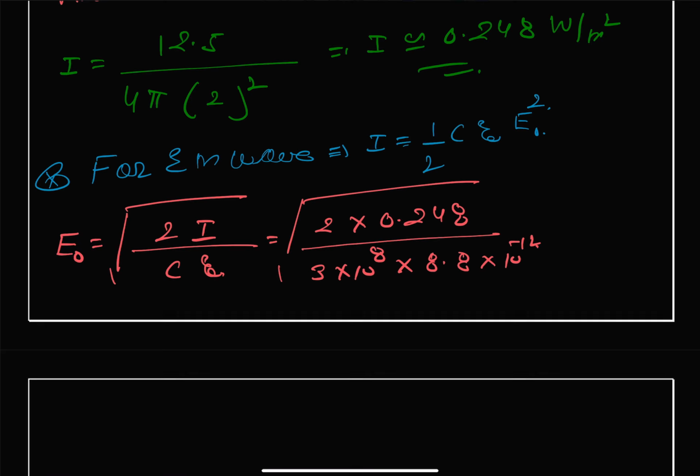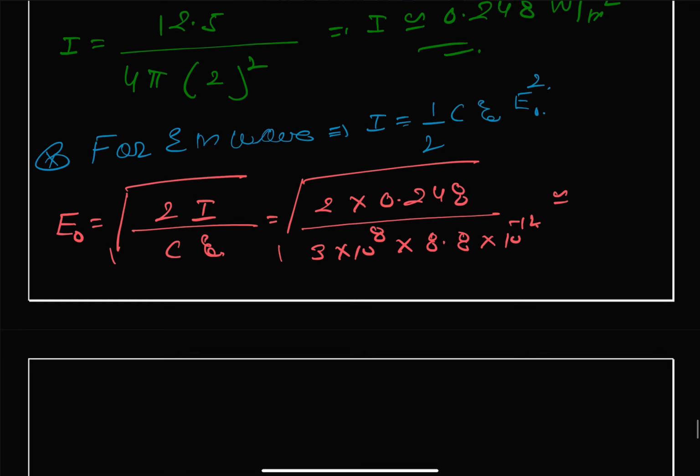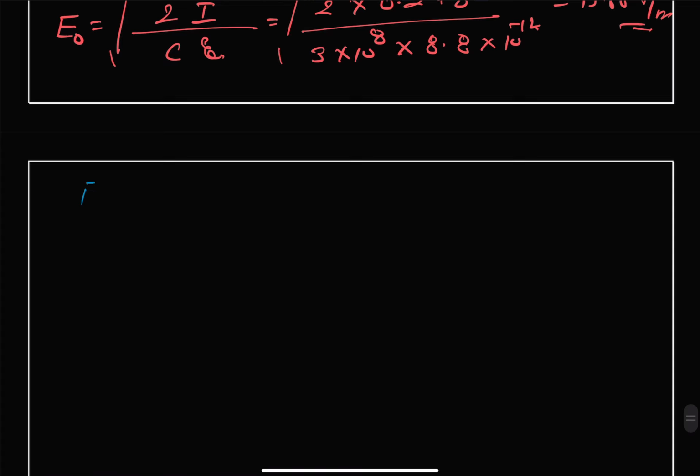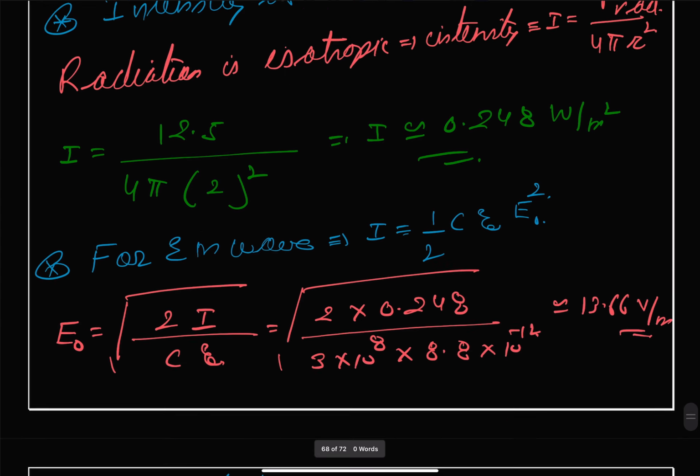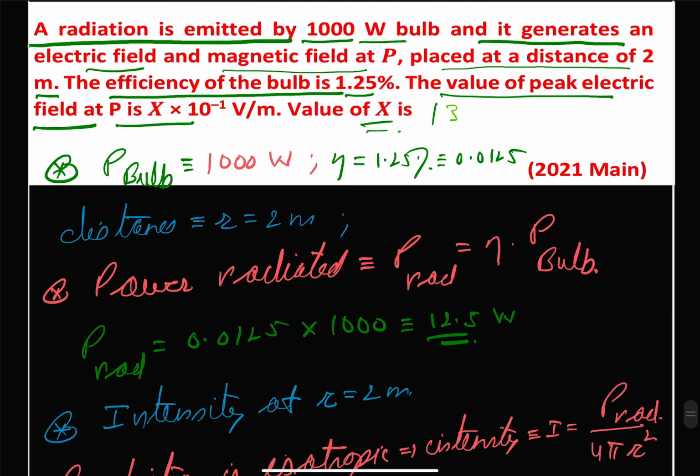So this E naught will be approximately equal to 13.6 volt per meter. So we get that our E naught is equal to 13.66 volt per meter, but it is given as 10 to the power minus 1 and it is x. So we can say that value of x will be equal to 136.6 or approximately 137. So value of x is 137.